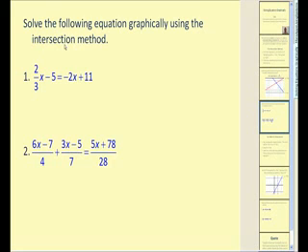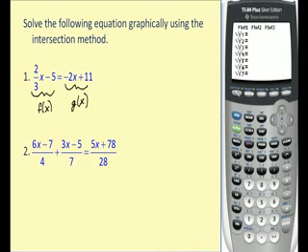So if we want to solve these two equations using the intersection method, the left side we'll call f of x, and the right side we'll call g of x. We'll type this into y1, we'll type this into y2, and determine the point of intersection. So let's get our graphing calculators, press y equals, enter in the left side. Remember your slope needs to be in a set of parentheses. The right side will be y2, and we'll press graph.